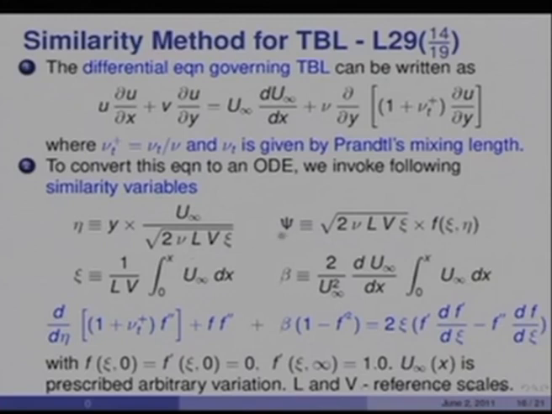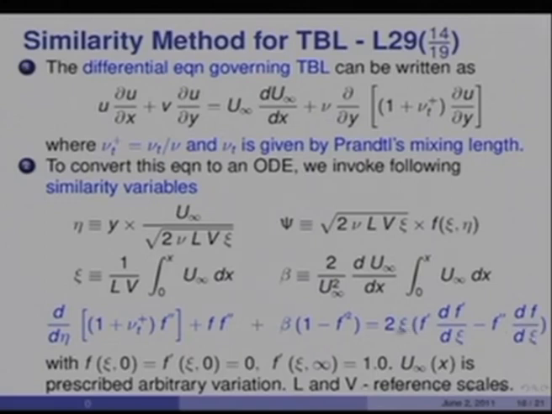The stream function is defined in that fashion and the pressure gradient parameter beta is defined in this fashion. So, if you make use of this definition of psi and substitute here and calculate the gradients and so forth in the usual manner, say about 2 pages of algebra, you can show that this equation would transform to d by d eta of (1 plus nu T plus) f double prime, plus f double prime plus beta into (1 minus f dash squared) equal to, not 0, but 2 xi into f dash d f dash by d xi minus f double prime d f by d xi.